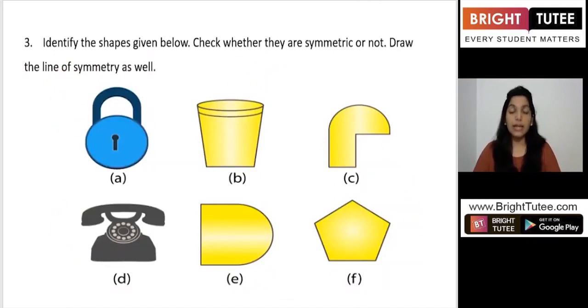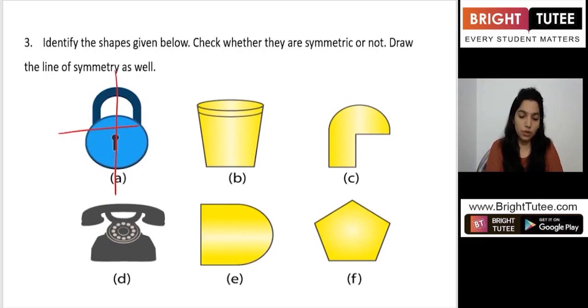Moving to the next one, it says identify the shapes given below and check whether they are symmetric or not. Draw the line of symmetry as well. Here, for the log that is given to us, if we draw a line of symmetry over here, it will divide it into 2 equal halves. So this particular line is the line of symmetry. You cannot draw any such line anywhere else on this figure because no other line can divide this log into 2 equal halves. Only one line of symmetry is possible for this log.